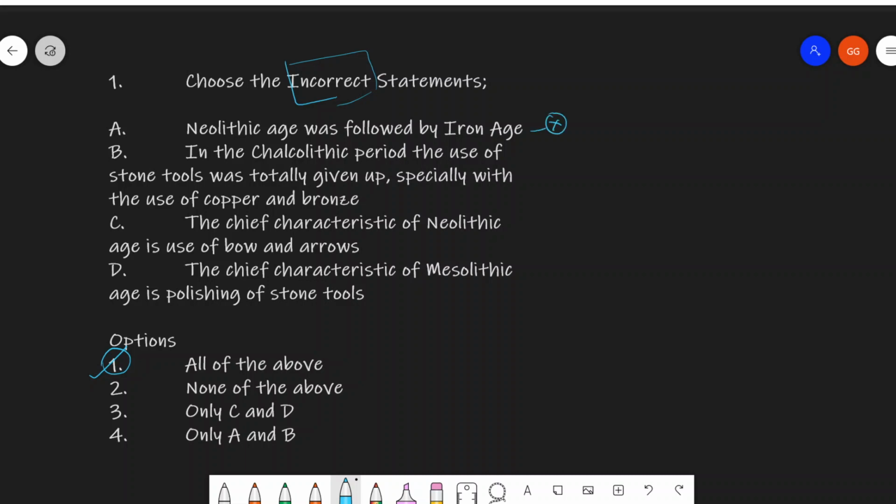This is incorrect. Why? Because the Neolithic period or the Neolithic age is followed by what we understand as the Chalcolithic period. And the Chalcolithic period is followed by the Iron Age. So this statement is incorrect for the simple reason that the Neolithic age was followed by the Chalcolithic, and Chalcolithic is also understood as the copper stone age.